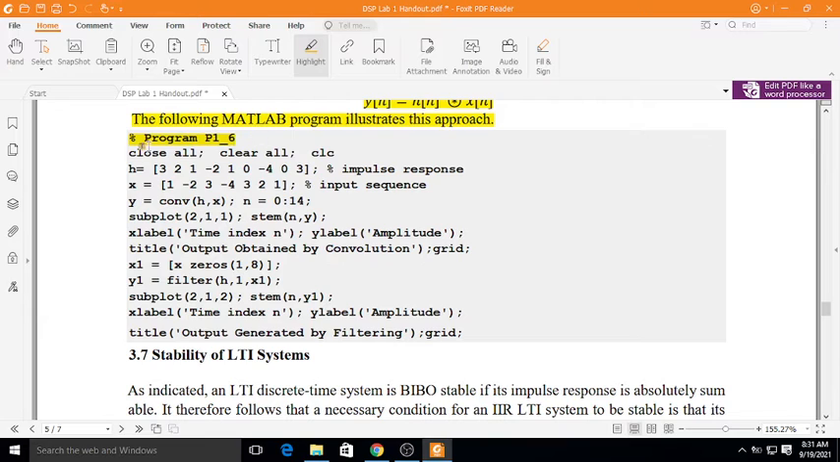%Program P1_6 close all, clear all, clc, h = [3 2 1 2 1 0 4 0 3]; %impulse response x = [1 2 3 4 3 2 1]; %input sequence y = conv(h, x); n = 0:14; subplot(2,1,1), stem(n, y), xlabel('Time index n'), ylabel('Amplitude'), title('Output obtained by convolution'), grid, x1 = [x zeros(1,8)]; y1 = filter(h, 1, x1); subplot(2,1,2), stem(n, y1), xlabel('Time index n'), ylabel('Amplitude'), title('Output generated by filtering'), grid.